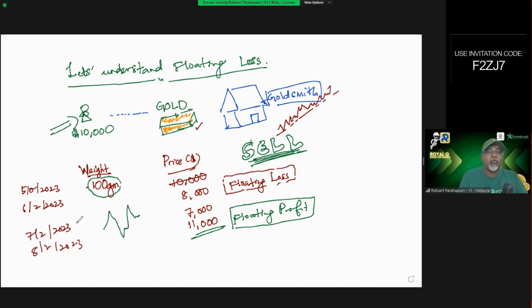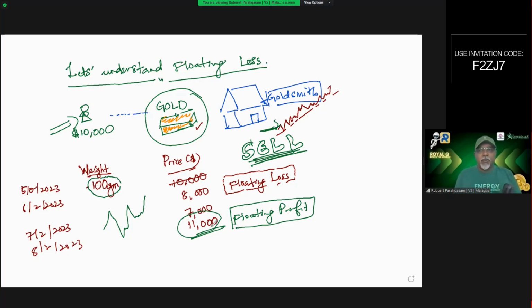But you have gold. And because gold has traditionally been performing well for hundreds and hundreds of years, you are confident of keeping it long-term until it gives you the profit. So there's nothing to worry about floating loss. So how many of you are going to sell when it becomes $11,000? If you want to sell, just type sell. I just want to know how many of you are going to sell.